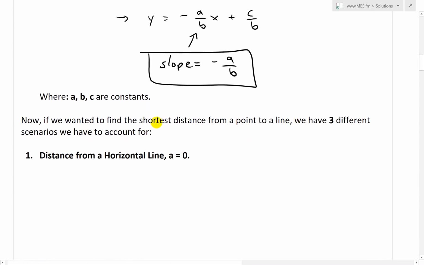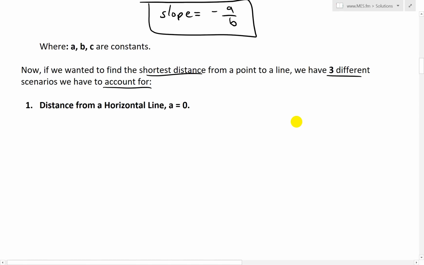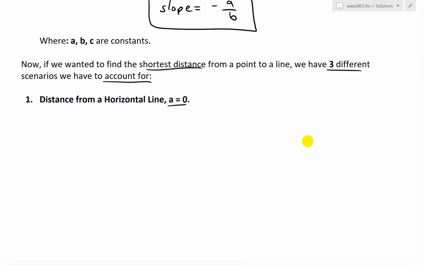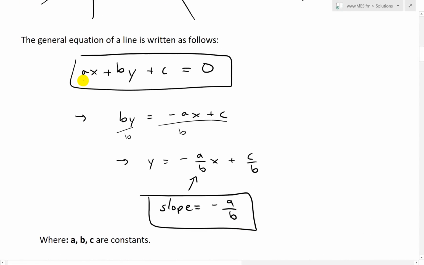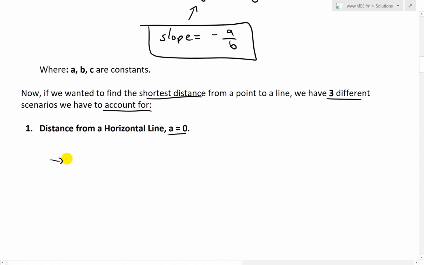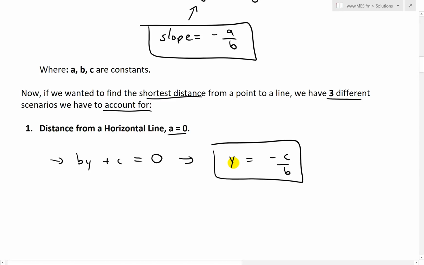Now if we wanted to find the shortest distance from a point to a line, we have 3 different scenarios we have to account for. Number 1 is distance from a horizontal line, in other words, a equals 0. So if we have a equals 0, then the ax term goes away, so what we have is by plus c equals 0. Rearrange this, move the c over, and we have y equals negative c divided by b, and this is our equation of a line, y equals negative c over b, which is just a constant.